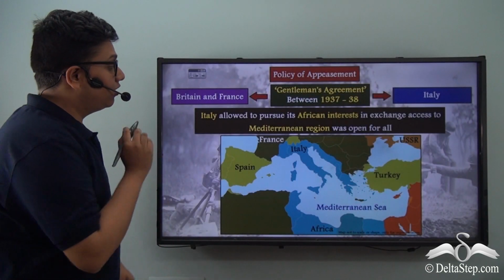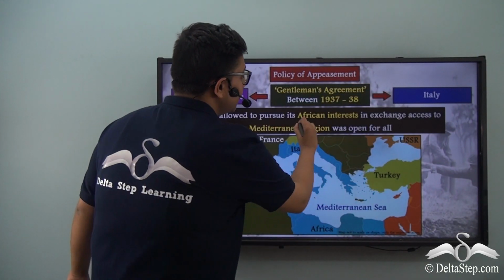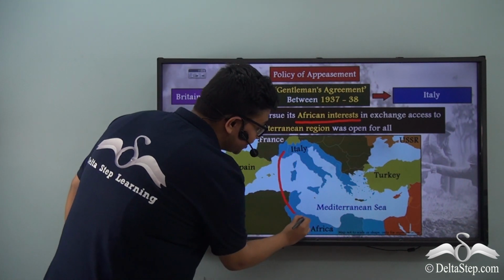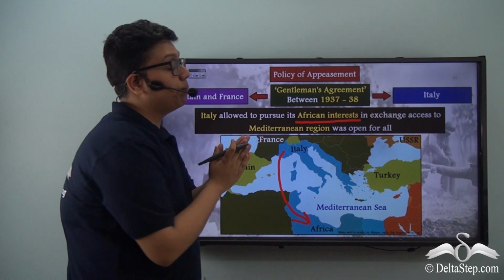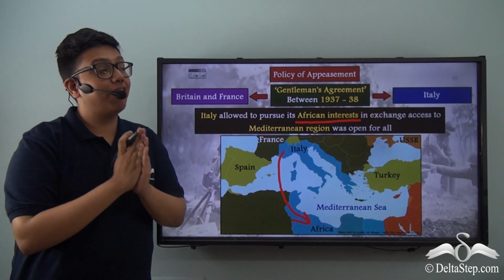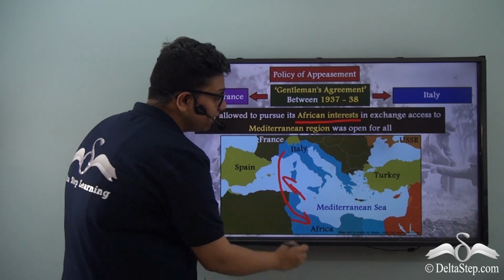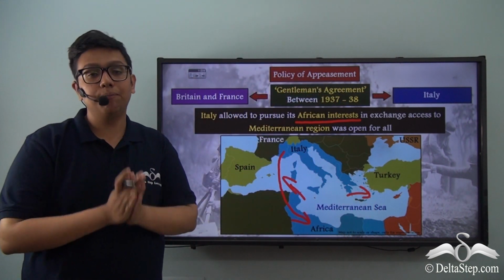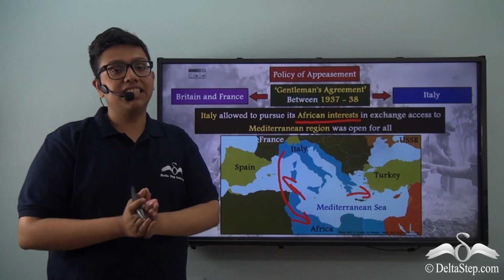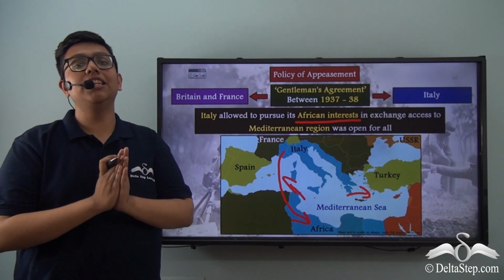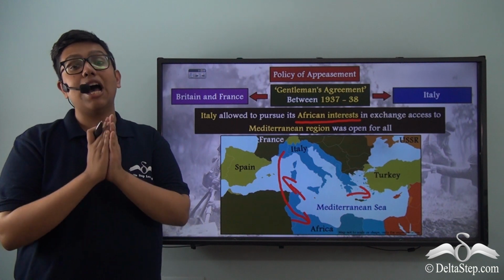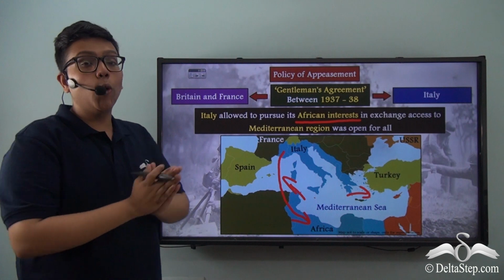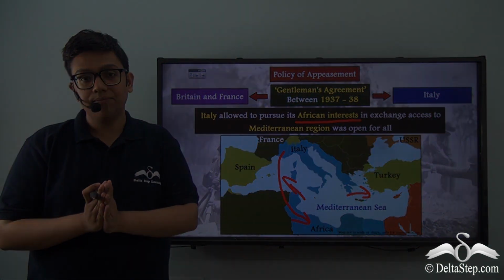According to this treaty, Italy was allowed to pursue its African interest, or Italy was allowed to pursue its expansions in Africa. But in exchange, Italy had to give access to the entire Mediterranean region, and this access was to be given to all European powers. Therefore, by the Gentleman's Agreement, the allied nations let Italy pursue its expansions in Africa and in exchange managed to keep the Mediterranean region open for Europe and European trade.